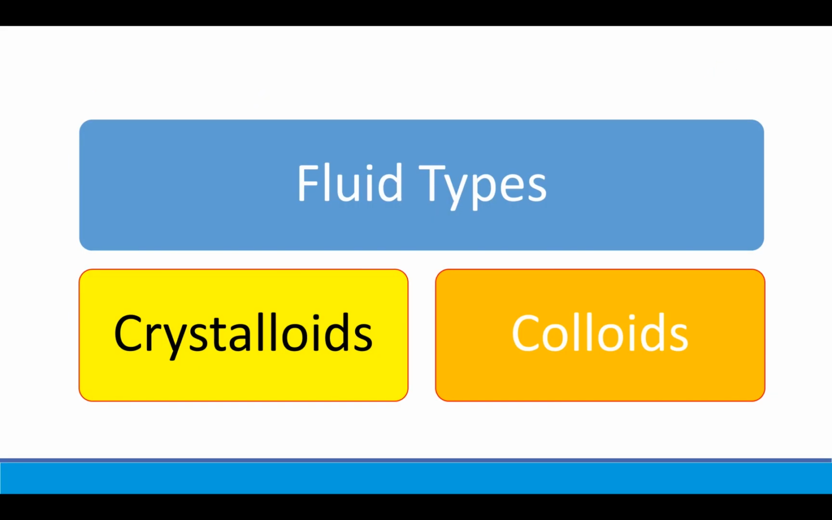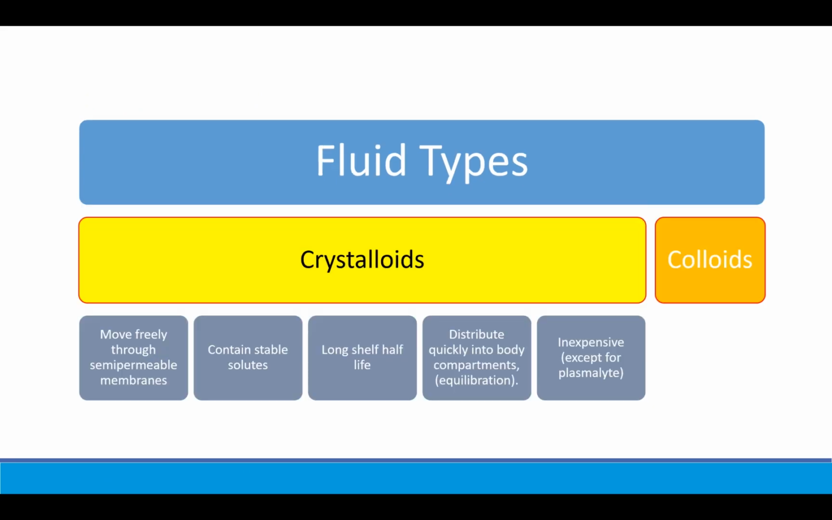Now, in terms of fluid types, we have two main types of fluids, either crystalloids or colloids. Crystalloid fluids move freely through semi-permeable membranes. They contain stable solutes. They have a long shelf half-life, and they distribute quickly into body compartments in equilibration. And they are inexpensive except for the Plasma-Lyte.